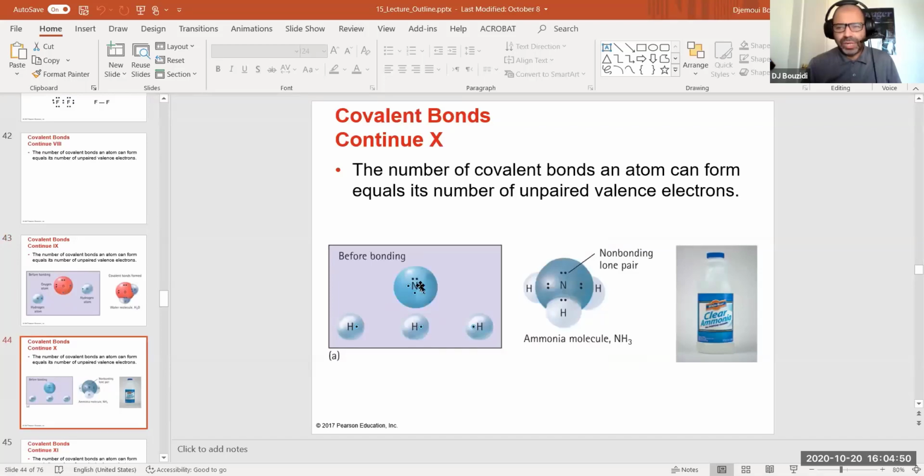For the case of nitrogen, I have three. I can potentially make three covalent bonds because I have three free valence electrons, so they can enter into covalent bonding. And since I can do that, that's how ammonia is formed, okay? You have three hydrogen atoms bonding together with an atom of nitrogen.